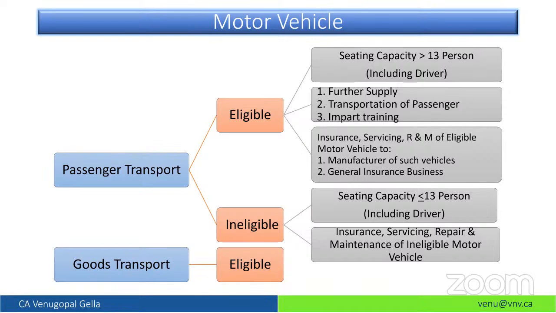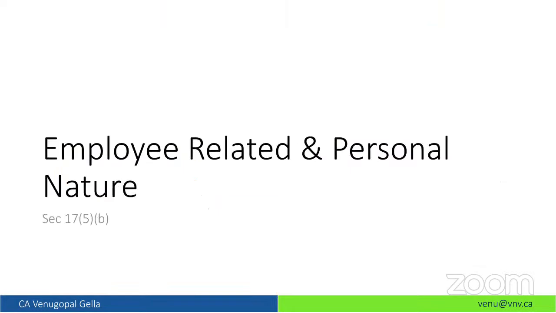If the seating capacity is less than 13, it is allowed only if someone is in the same line of business, trading of the vehicles, or using it for training, or using it for flying the passengers. In those cases, you are allowed. Since the asset itself is not allowed, the incidental repairs and maintenance of those assets is also blocked.